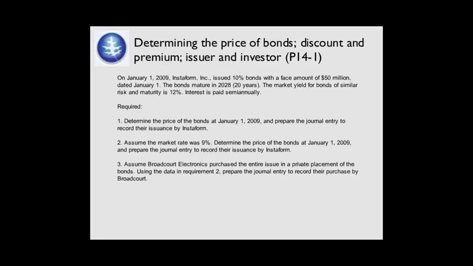First, determine the price of the bonds at January 1st, 2009 and prepare the journal entry to record their issuance by Instaform. Second, assume the market rate was 9% and determine the price of the bonds at January 1st, 2009 and prepare the journal entry to record the issuance by Instaform. And third, assume Broadcourt Electronics purchased the entire issue in a private placement of the bonds. Using the data in Requirement 2, prepare the journal entry to record their purchase by Broadcourt.